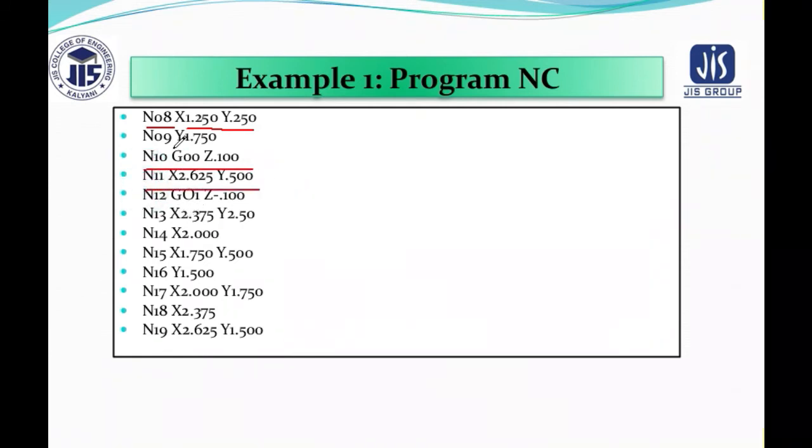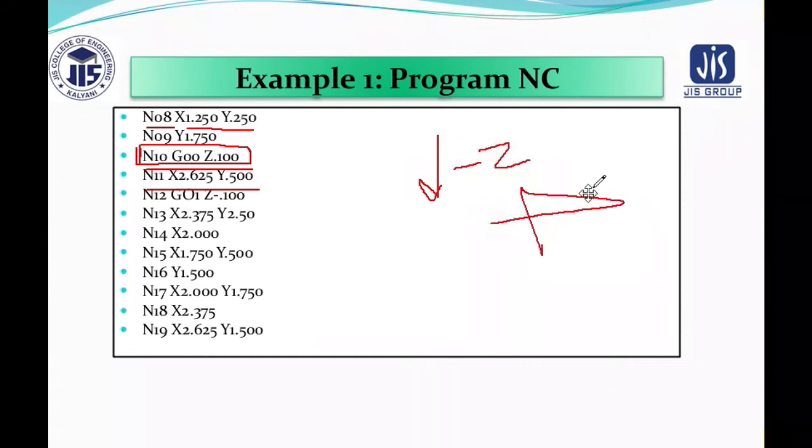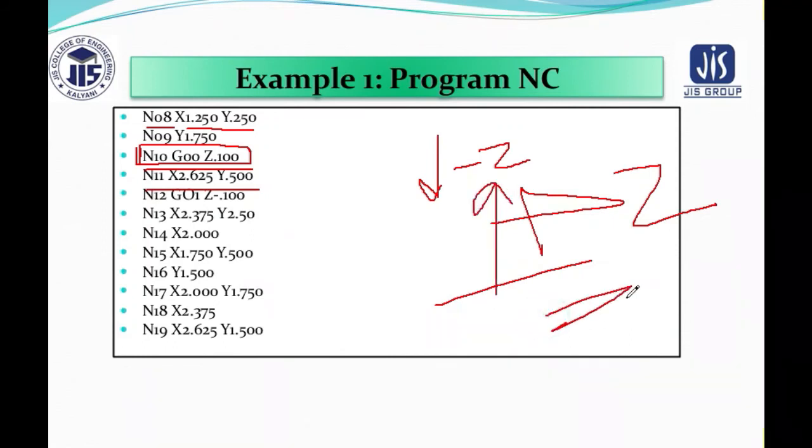Okay. Listen here, G00 they have used. Why? Because here no cutting operation is occurring. Since they have considered minus Z as your depth of cut, plus Z means they are raising the cutting tool by 1 millimeter above the workpiece. So here no machining will be performed.